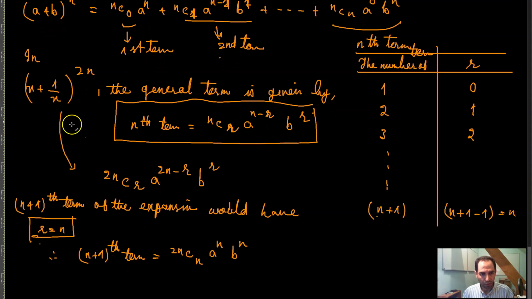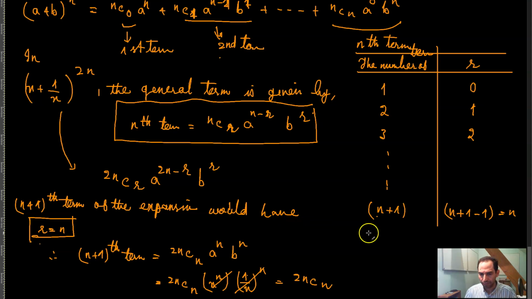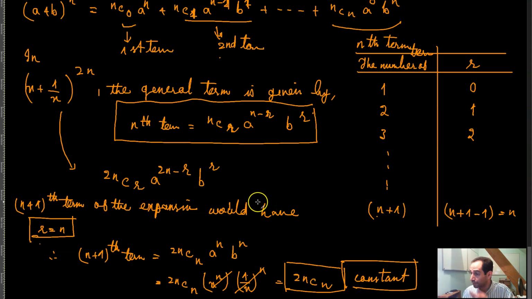And again, your a over here is x, your b is 1 by x. That means it would be equal to 2n combination n, x raised to the power n, times 1 divided by x raised to the power n. You would have x raised to the power n here, and 1 divided by x raised to the power n. These two will be cancelled out. You will have 2n combination n, which is of course a constant. And this term is called the term independent of x, or the constant term, right?